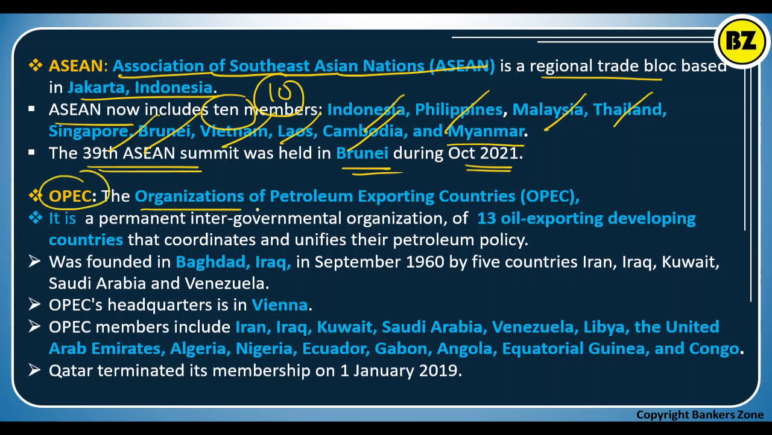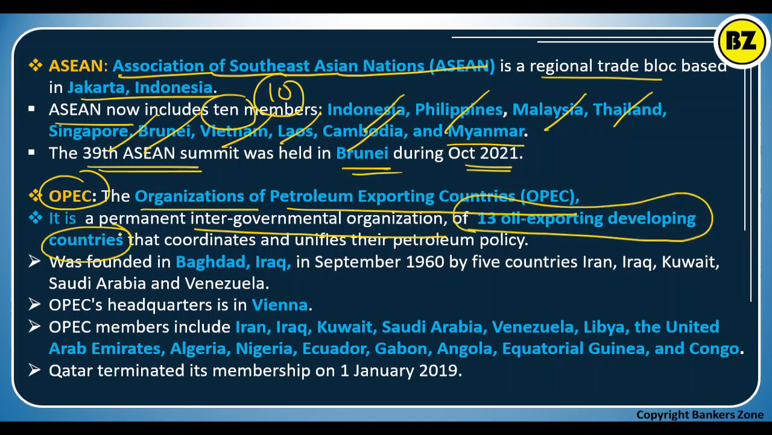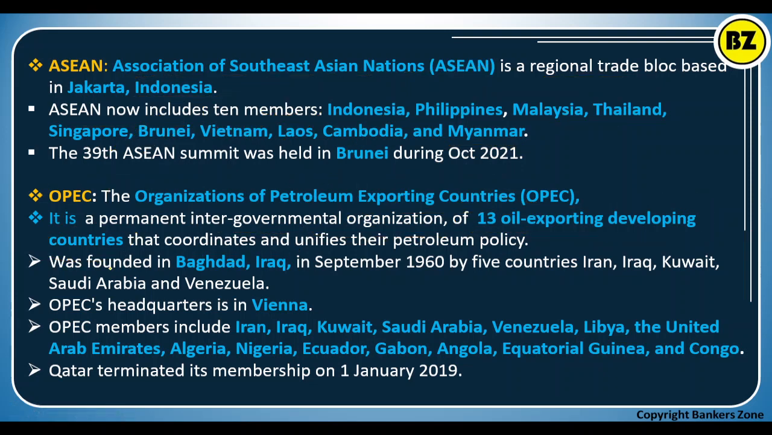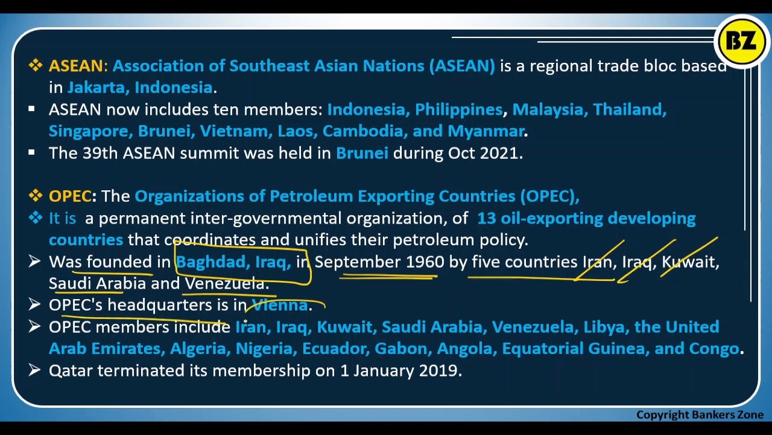OPEC stands for Organization of the Petroleum Exporting Countries. You remember the full form, important from the exam point of view. It is an intergovernmental organization. Thirteen different oil exporting countries are members of OPEC. The name itself says it is a petroleum exporting country group. Now see, it was founded in Baghdad, Iraq in September 1960. The 5 countries, Iran, Iraq, Kuwait, Saudi Arabia and Venezuela, were the founding members, having headquarters in Vienna. Remember, OPEC was founded in Baghdad, Iraq, but has headquarters now in Vienna.